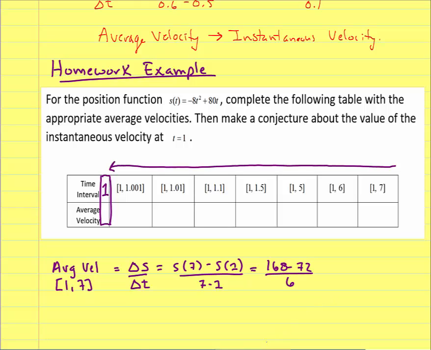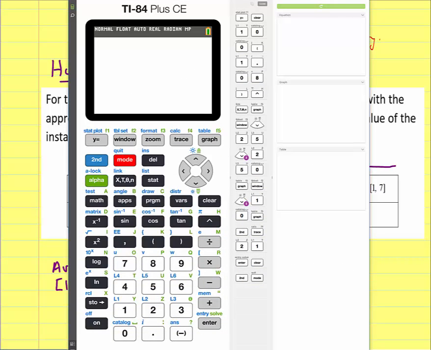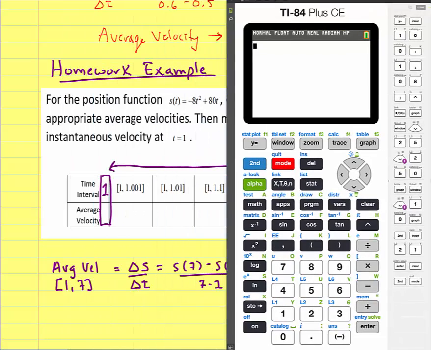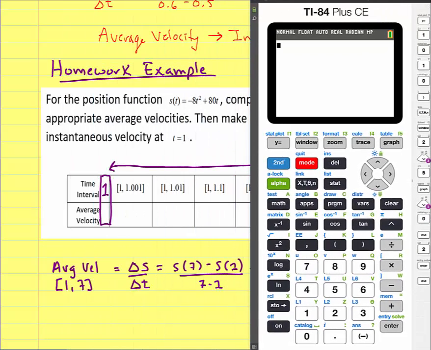Now if you want to grab your calculator and plug this in, there's kind of a nice little quick way that we can do this. Your calculator hopefully is similar. What I'm going to do is graph this function, negative 8t squared, and I'll use x instead of t just for simplicity, plus 80x.